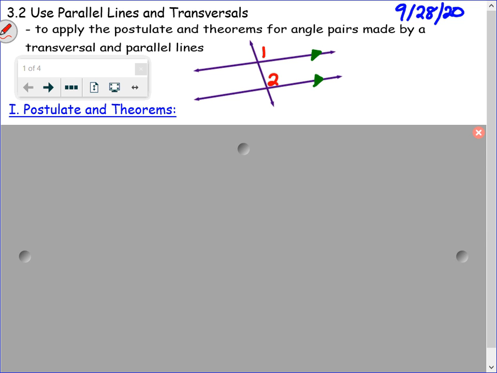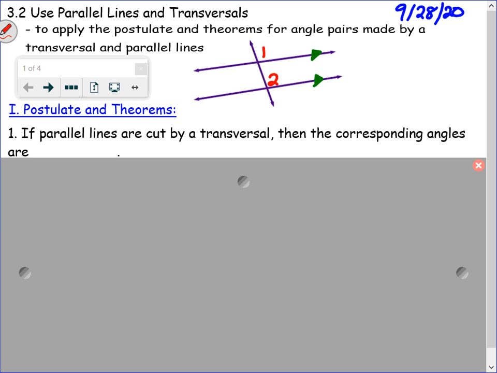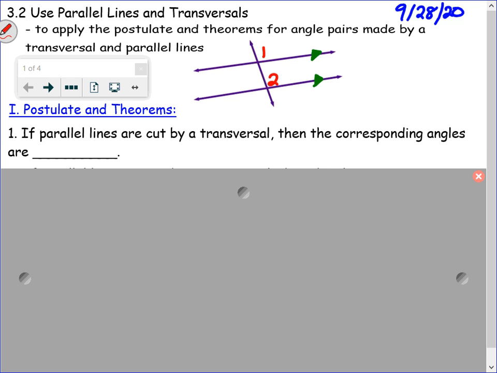Now they could both be to the left. They could be to the left and below. They're just in the same corresponding location. Because they are in the same corresponding location, they will end up being congruent. So, number one, if parallel lines are cut by a transversal, then the corresponding angles are congruent.